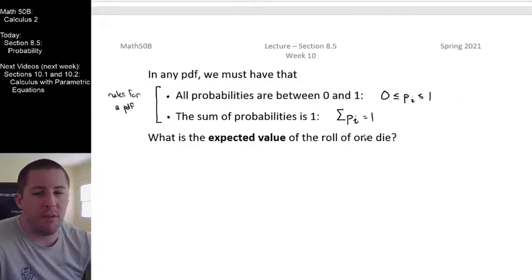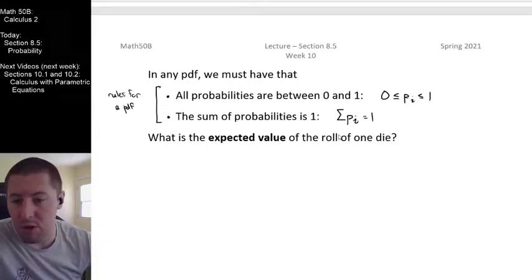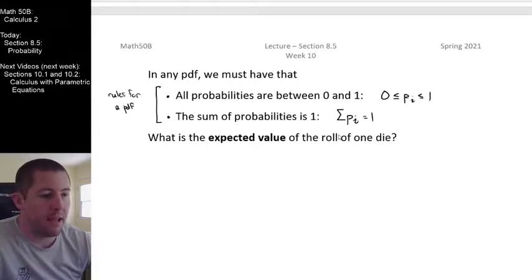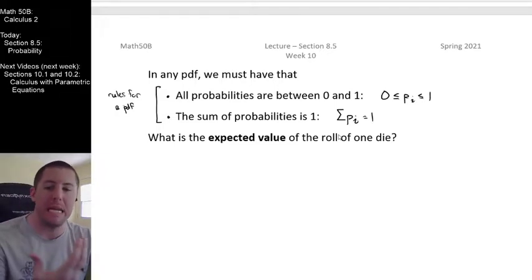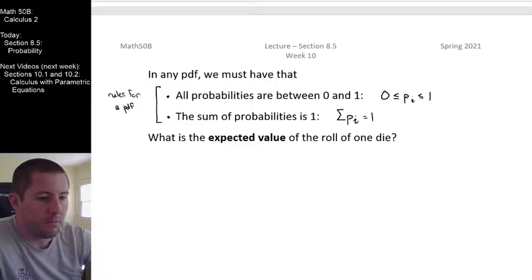So instead I'm going to rephrase this question slightly. The rephrased version is: if you rolled this die many, many times, what would you on average expect your average roll to be over many rolls of the die? This is my alternate way of rephrasing it. So we're going to set ourselves up with a hypothetical situation. Let's pretend we roll a die 60 times.